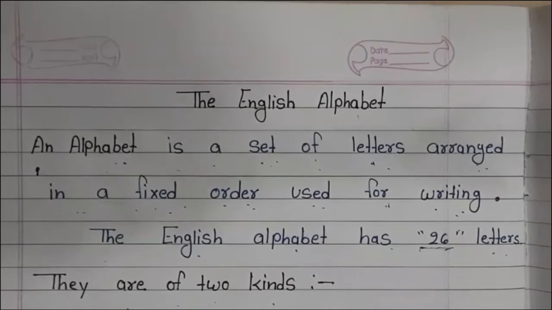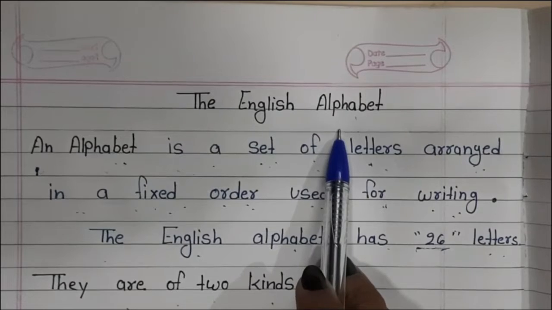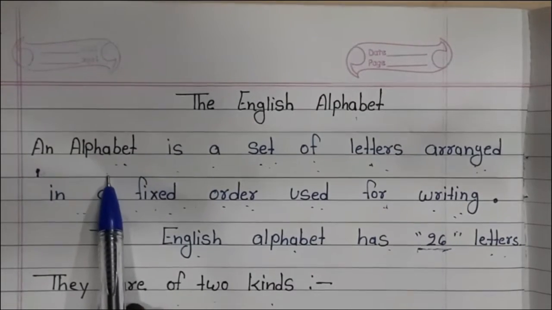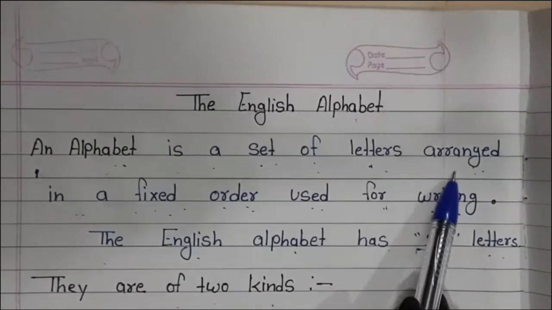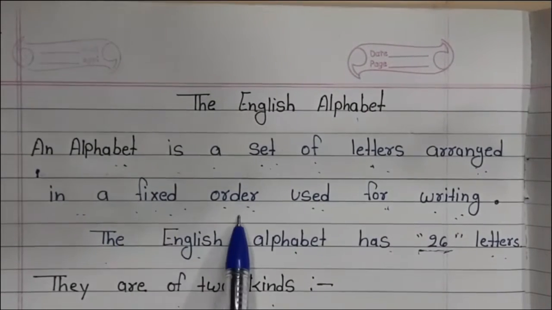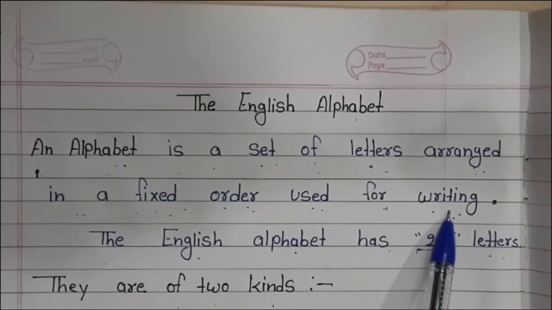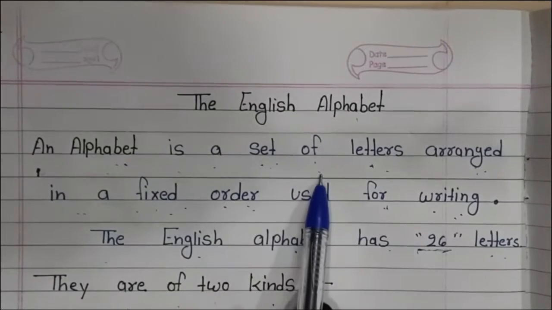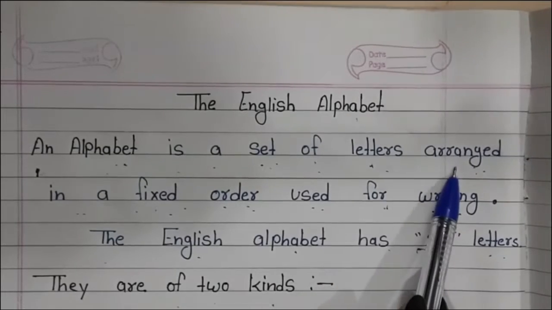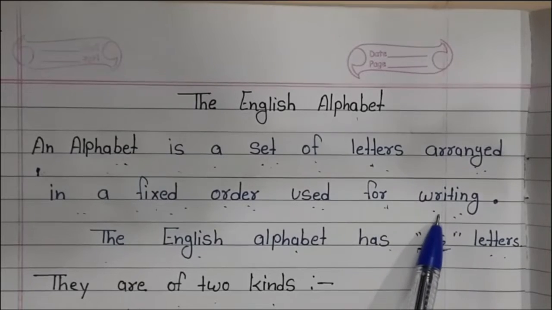So, hello प्यारे बच्चों. Today I want to teach you the English alphabet. Okay? An alphabet is a set of letters arranged in a fixed order used for writing. Okay? Read this again. The alphabet is a set of letters arranged in a fixed order used for writing.